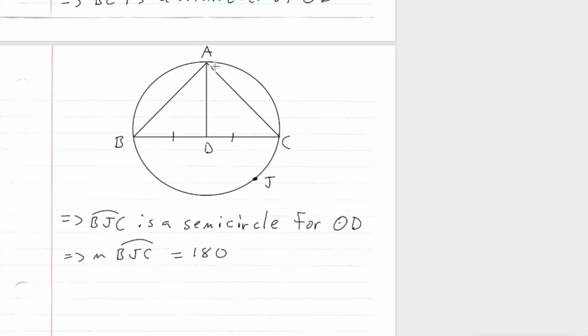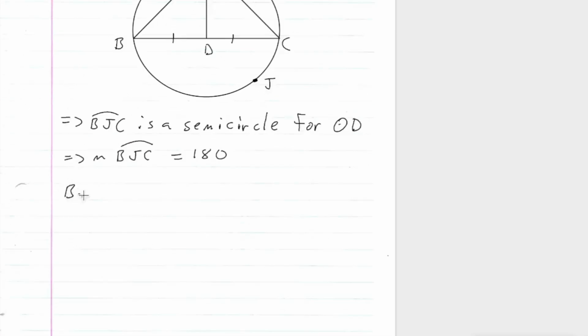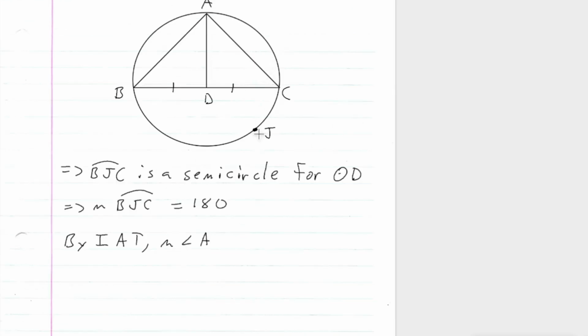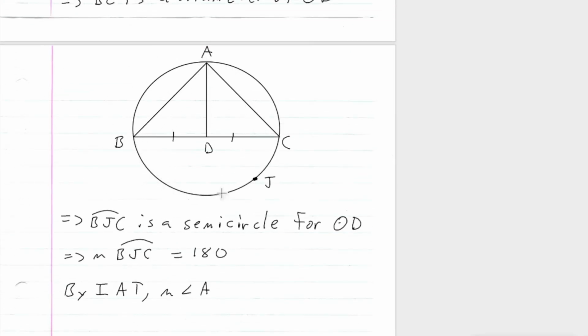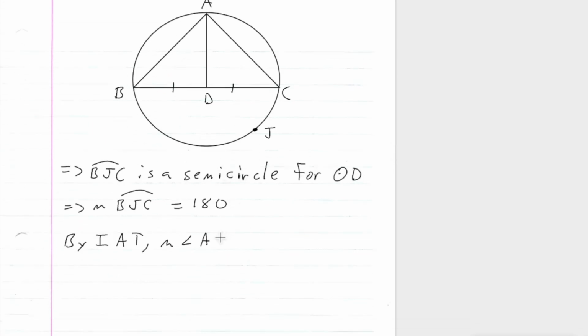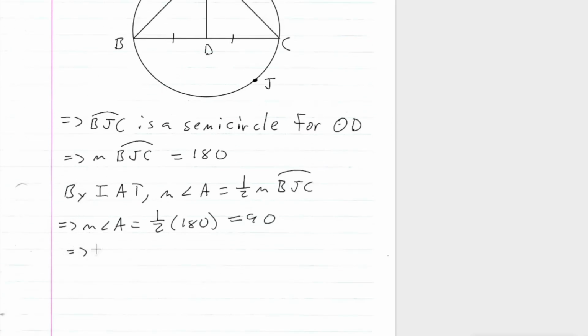Now, since A is an inscribed angle, we know by the inscribed angle theorem that the measure of angle A is equal to half the measure of its corresponding arc, which is half the measure of arc BJC. This implies that the measure of angle A is equal to half of 180, which is equal to 90. Of course, this means that angle A is a right angle. And that is our proof of this really neat problem.